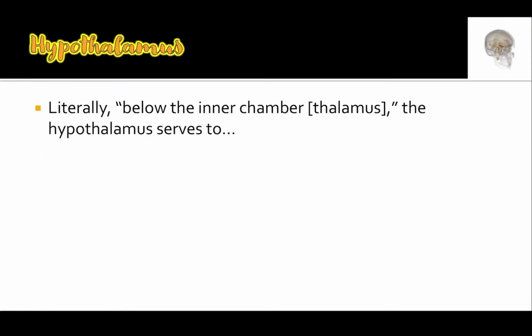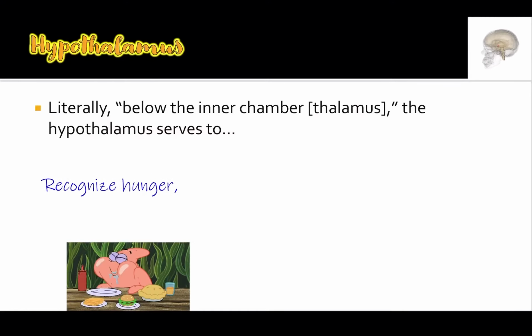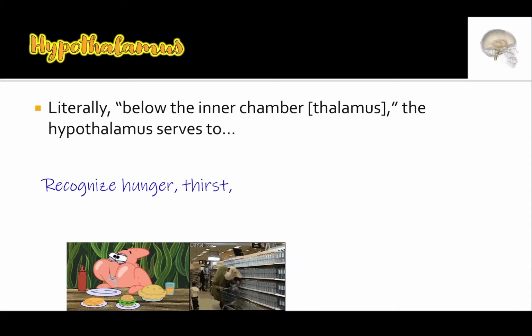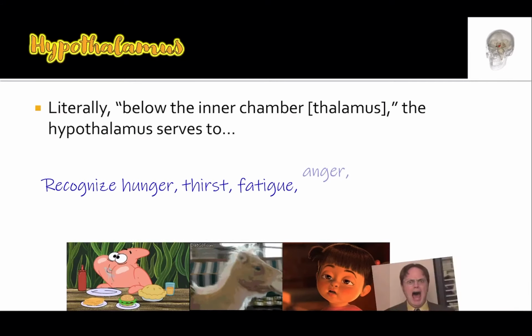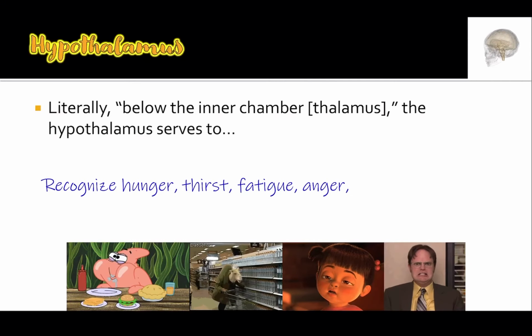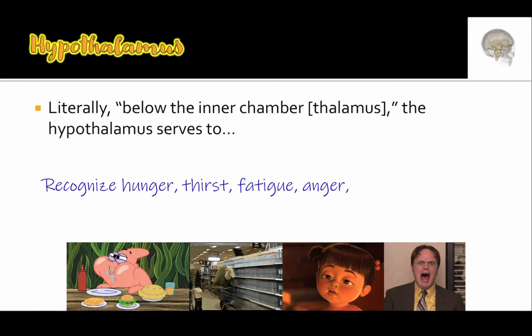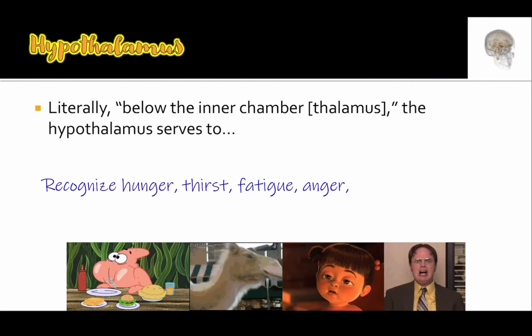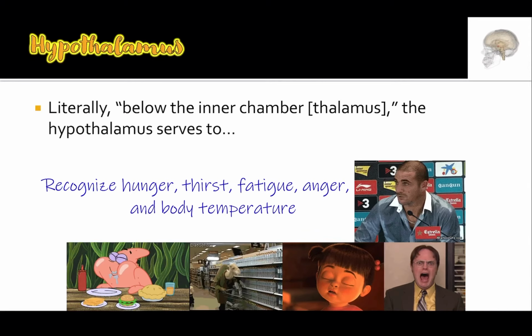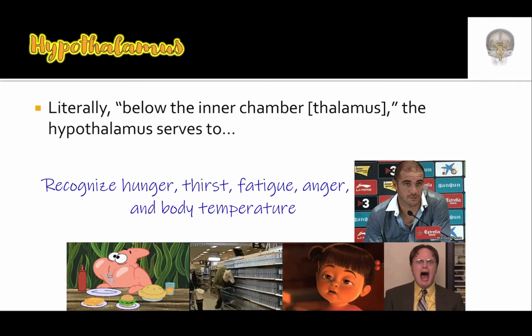As it turns out, the hypothalamus does indeed recognize when we're hungry. It also recognizes when we're thirsty, when we're tired, and when we're angry. All these much more primitive things that even you do when you're a baby are controlled by your hypothalamus. And finally, it recognizes when you're warm, and it tells you to sweat.